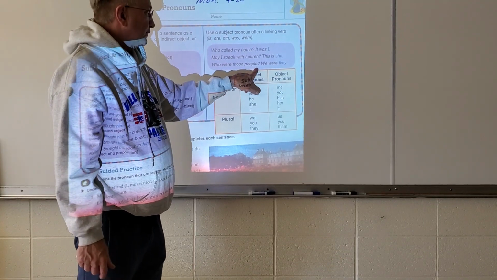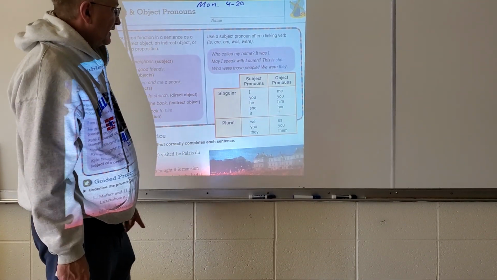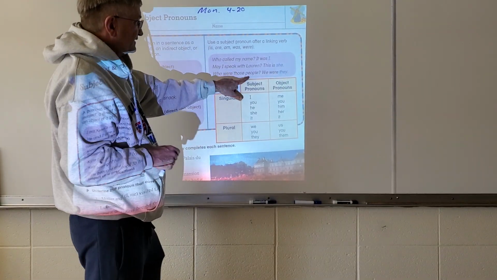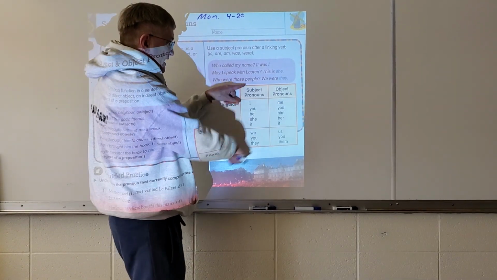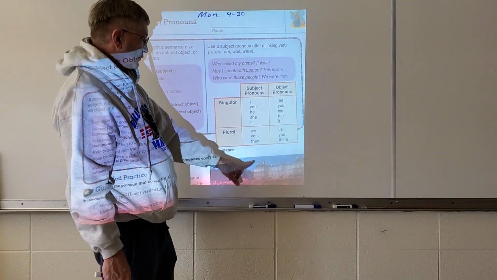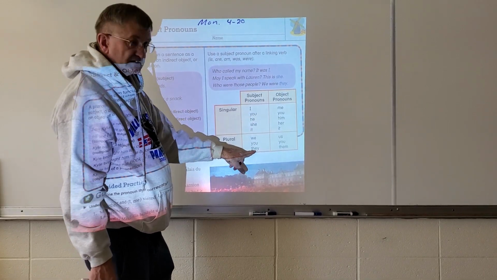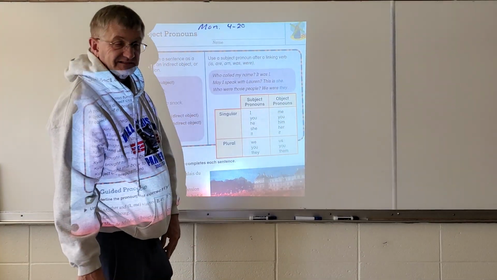"Who were those people?" "We were they." That doesn't sound right, but yet, people reflects the subject of the sentence. People being the subject, so they, when it's plural form, subject pronoun, they. And you wouldn't say "we were we," it doesn't make sense.